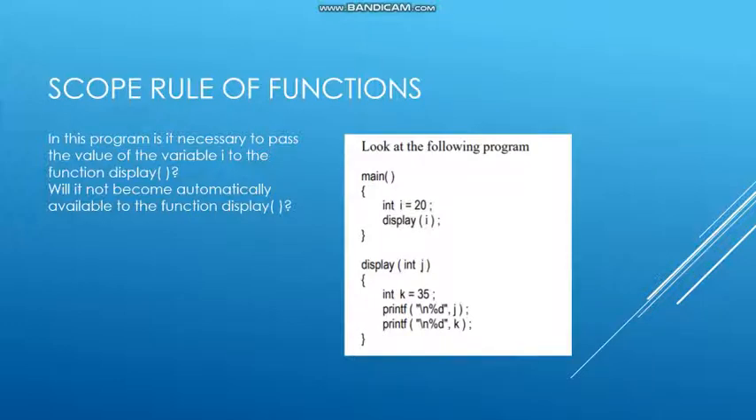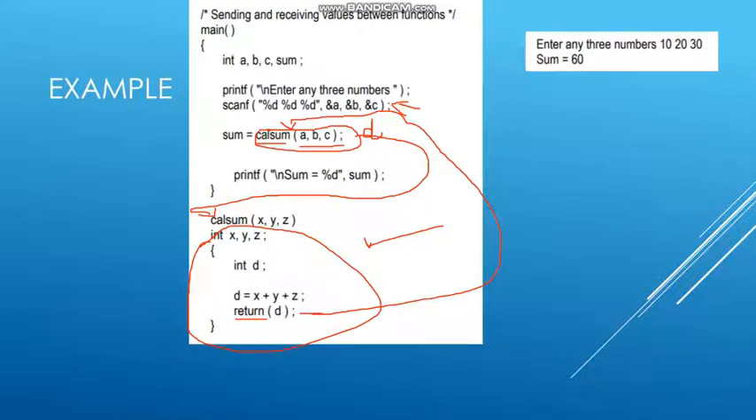Then before going to the scope rule of functions, let's see one more thing. I just want to convey one more thing. There are a number of things to be noted about this program. In this program, from the function main, the values of ABC are passed to the function calsum by making a call to the function calsum.